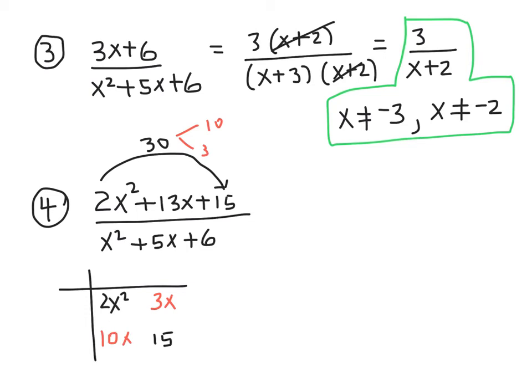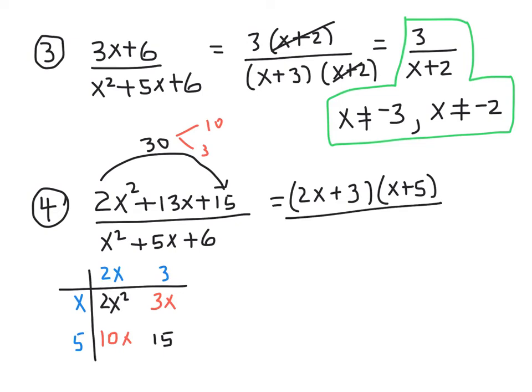Now I go ahead and do the factoring. So what's common here? This is 2x. What's common here? That's x. So to get 3x, I need 3. To get 10x, this is going to be 5. So here I can write my factors out. So 2x plus 3 and x plus 5, and I'm dividing that by this one.